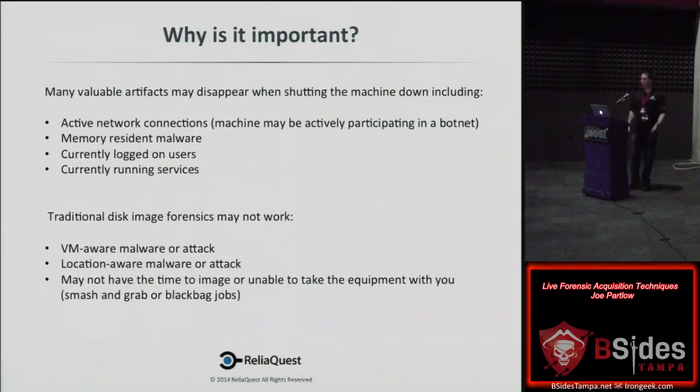All right, so why is it important? What type of stuff can we get from that? Active network connections are probably one of the biggest ones. If this thing is actively communicating out on a botnet, or there's an attacker on the machine, you want to make sure that you're able to see that. If you yank that plug out and do your disk image, you're going to miss it. So let's try to get that first.